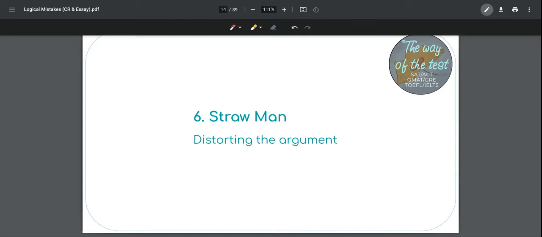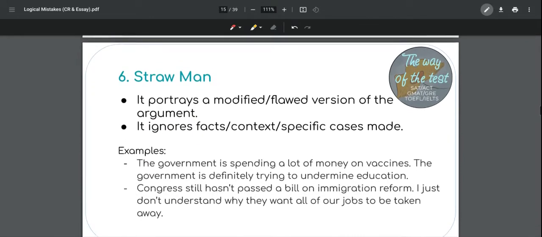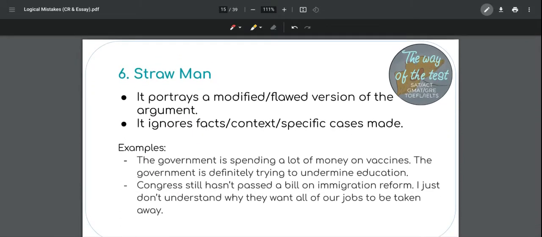Okay, we're going to go to the sixth: strawman. This is also very common, which is distorting the argument. This happens when you want to refute an argument, and by doing so, you mistake the argument on purpose. You portray a modified or flawed version of the argument. This happens a lot in politics. It ignores facts, context, or specific cases made. So basically, you're just making a mockery out of the argument. Example number 1: the government is spending a lot of money on vaccines.